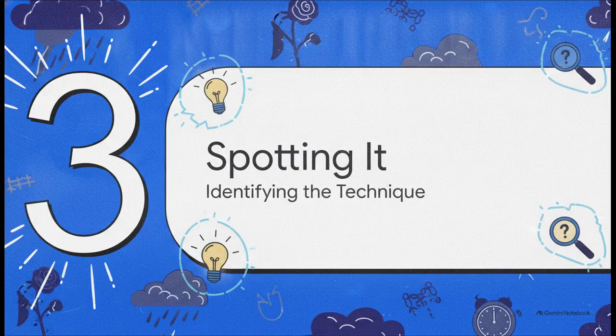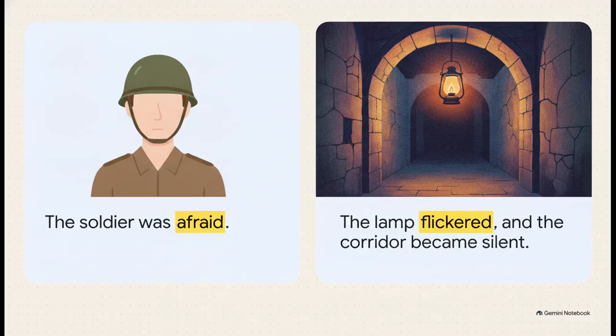Okay, section 3, spotting the correlative. Now that we have the academic framework down, let's shift gears a bit. I want to give you some rapid-fire comparisons so you can easily spot the boundaries of this device. Let's look at the difference. A direct statement is just, "The soldier was afraid." It tells us the emotion, but it's completely flat.